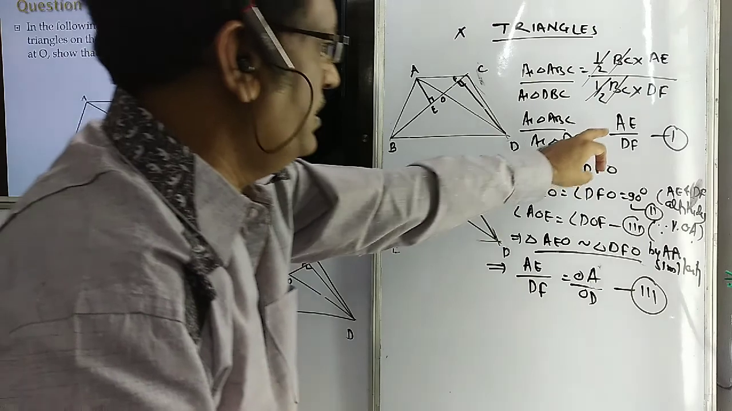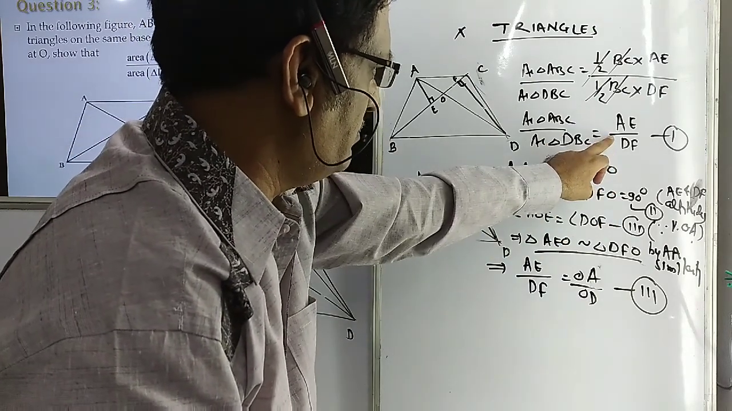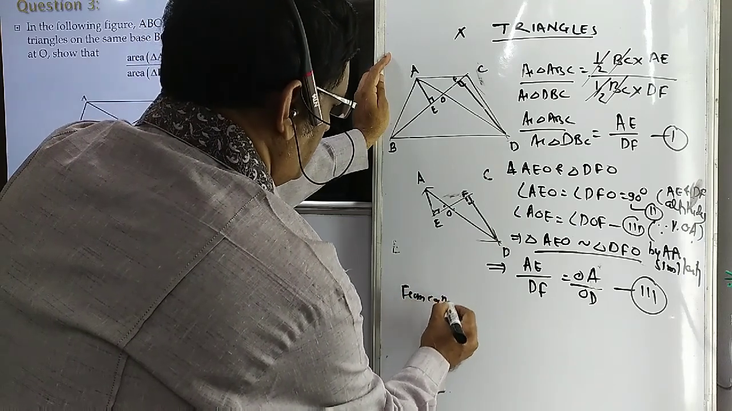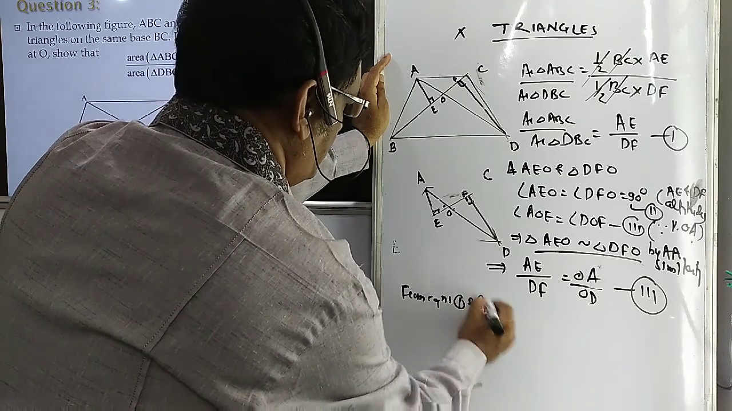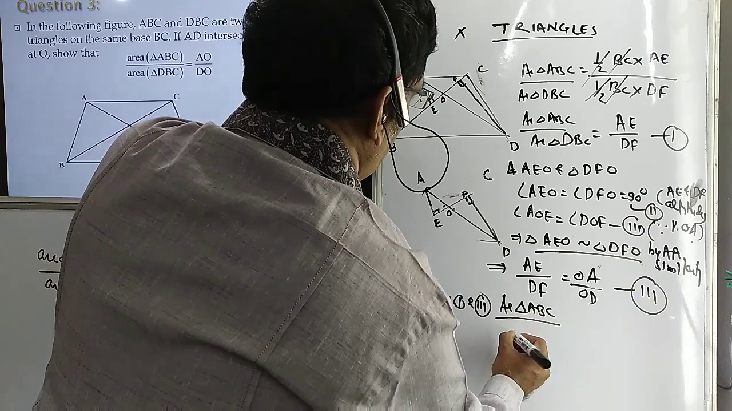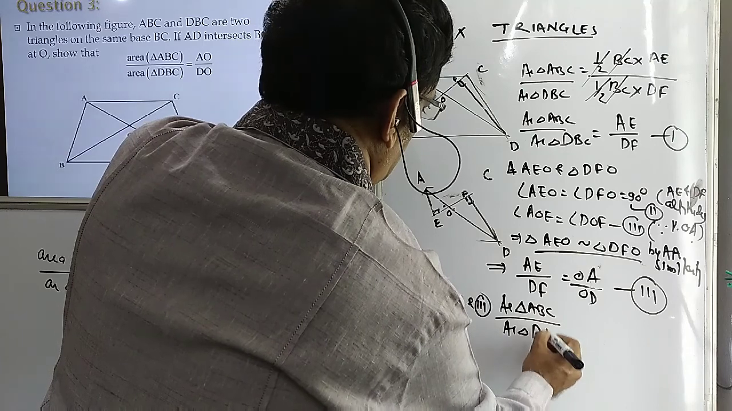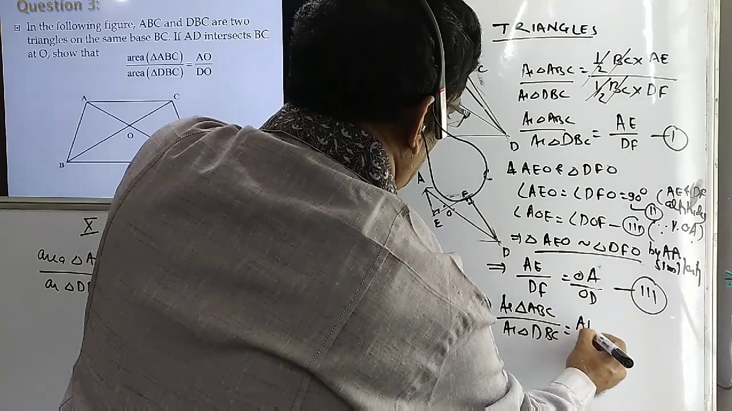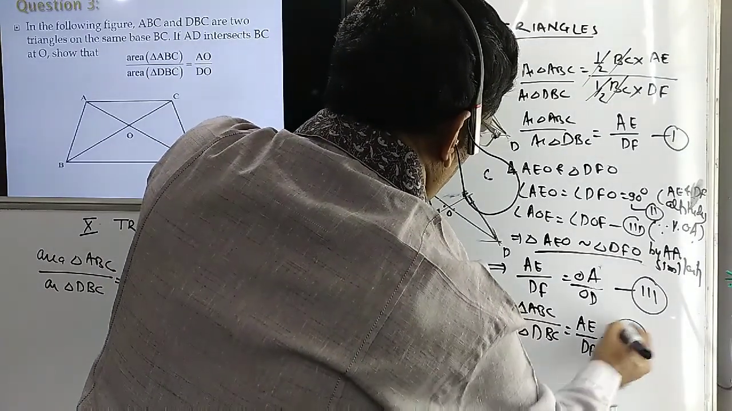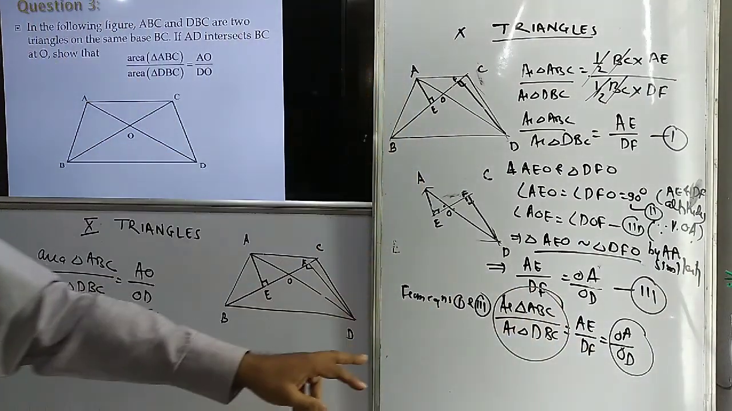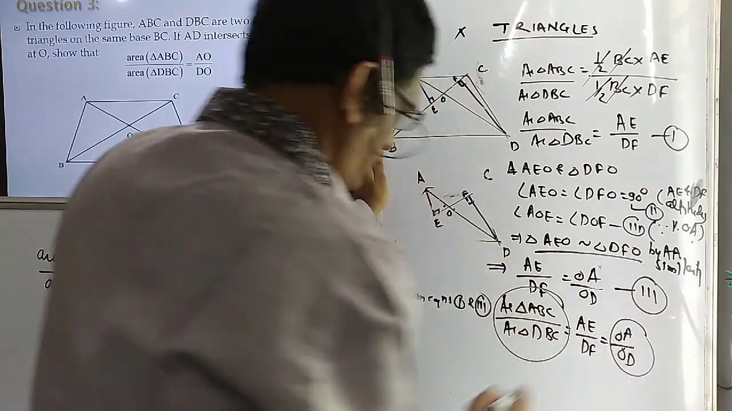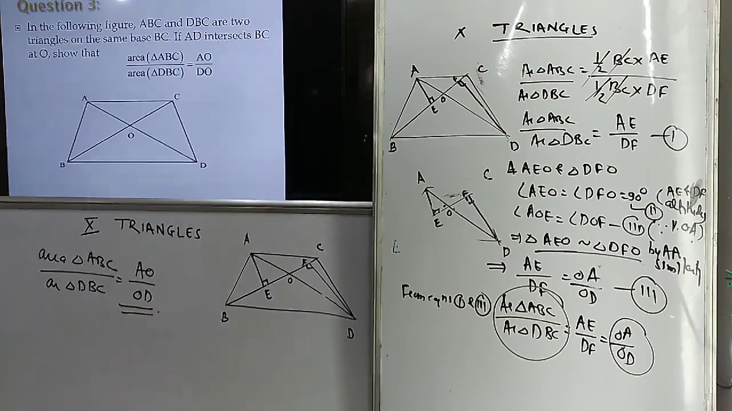But you know that AE by DF is in equation number 1. So from equation 1 and equation 3, what do we conclude? Area of triangle ABC by area of triangle DBC is equal to AE by DF, that is already given, and that is equal to OA by OD, and that is what we have to prove. The ratio of the areas of these two triangles equals AO by OD.